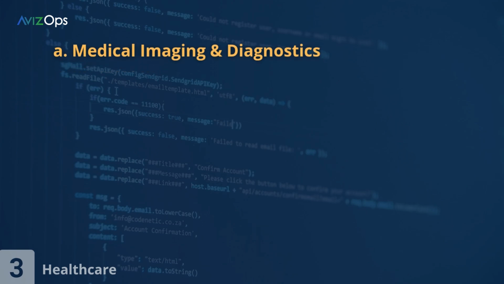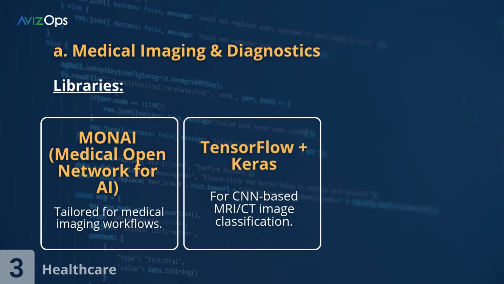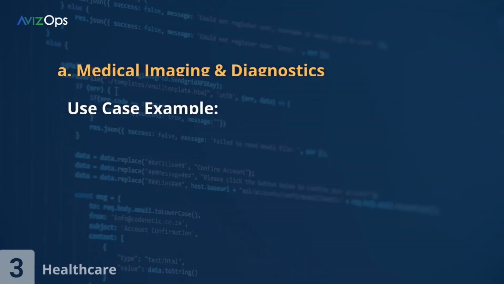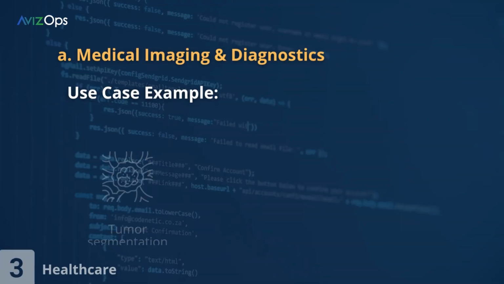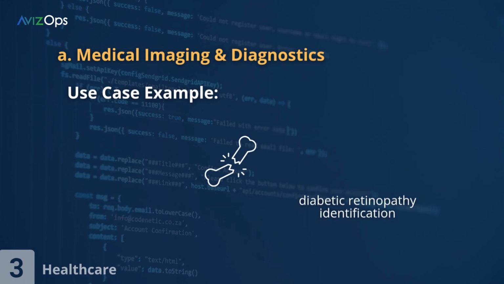For medical imaging and diagnostics, libraries like MONAI, Medical Open Network for AI, tailored for medical imaging workflows. TensorFlow plus Keras, for CNN-based MRI, CT image classification. Grad-CAM, LIME, for visual explainability. Use case example, tumor segmentation, fracture detection, or diabetic retinopathy identification.